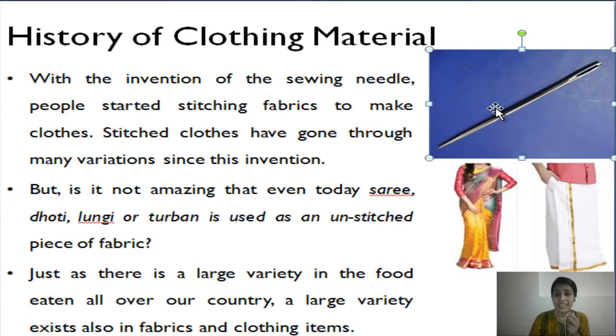But is it not amazing that even today, see the second figure, sari, dhoti, lungi or turban is used as an unstitched piece of fabric. Just as there is a large variety in the food eaten all over the country, a large variety also exists in fabrics and clothing material. We would end our chapter here.